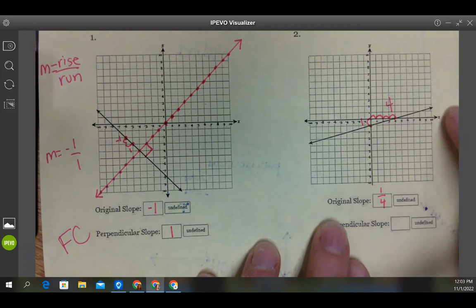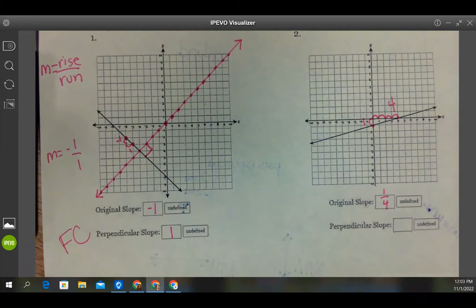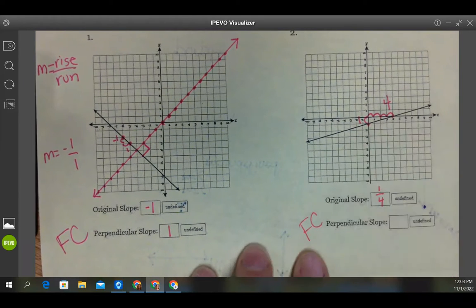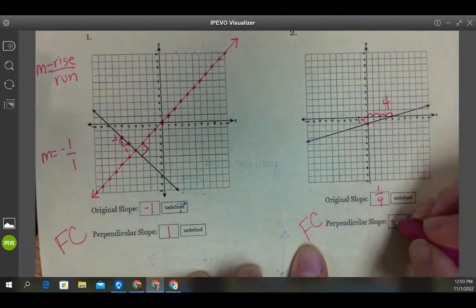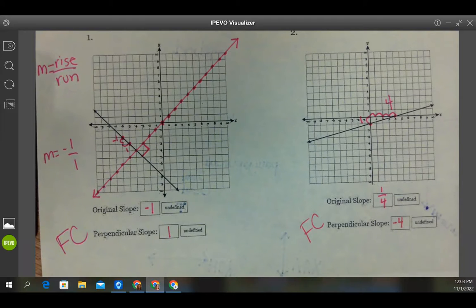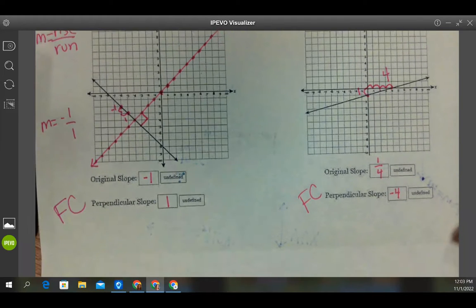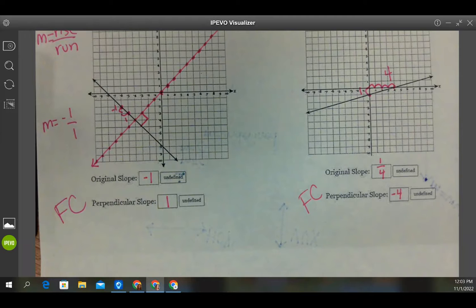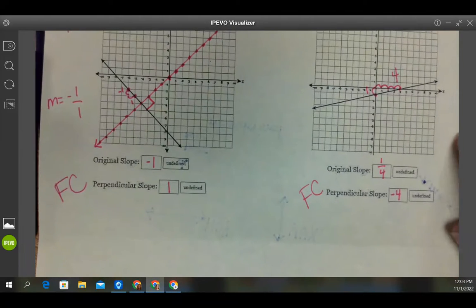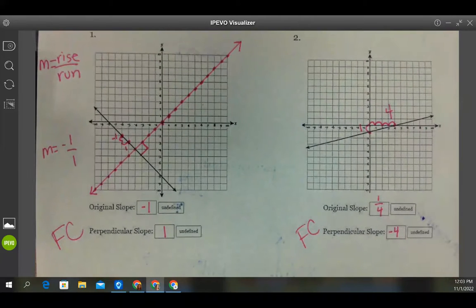So don't forget to look back and make sure that you use the right sign. It's going uphill, so it's positive. Perpendicular, we're going to flip and change. -4 over 1, but that's just -4. So we have the slopes. Now we need to graph a line that has a slope of -4. We can start anywhere on this graph.